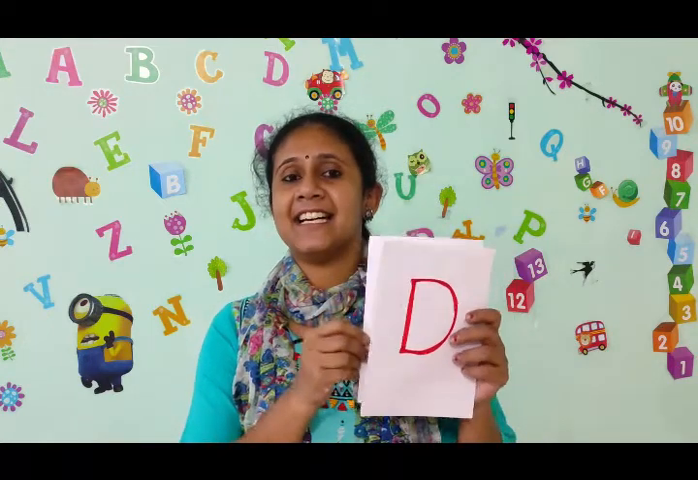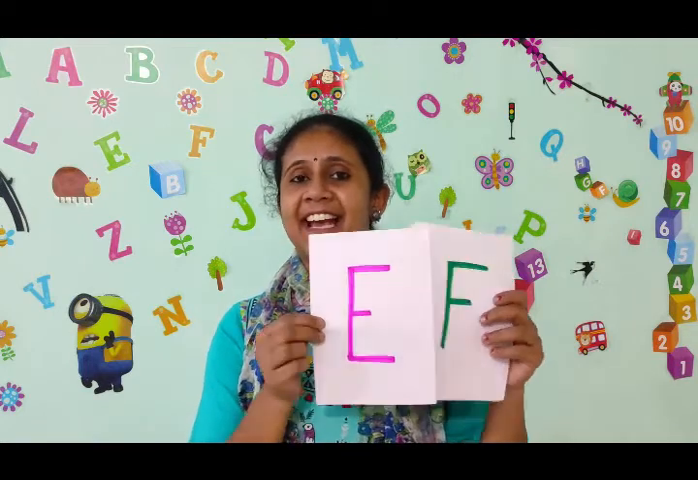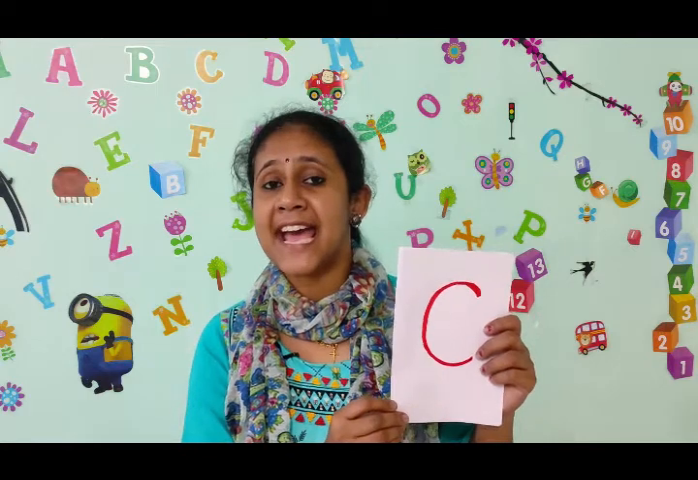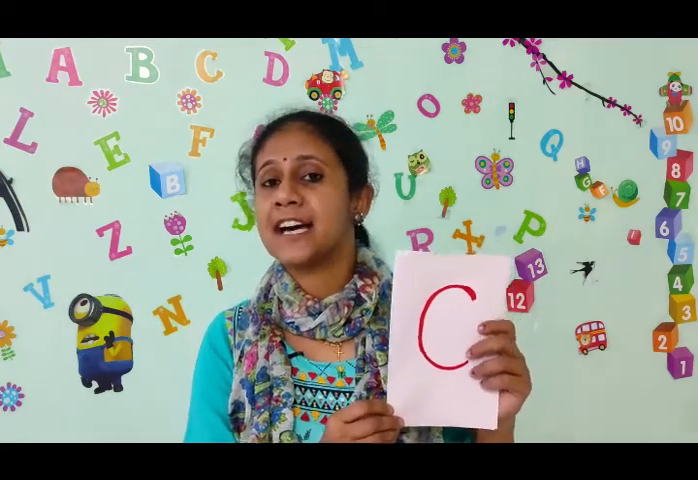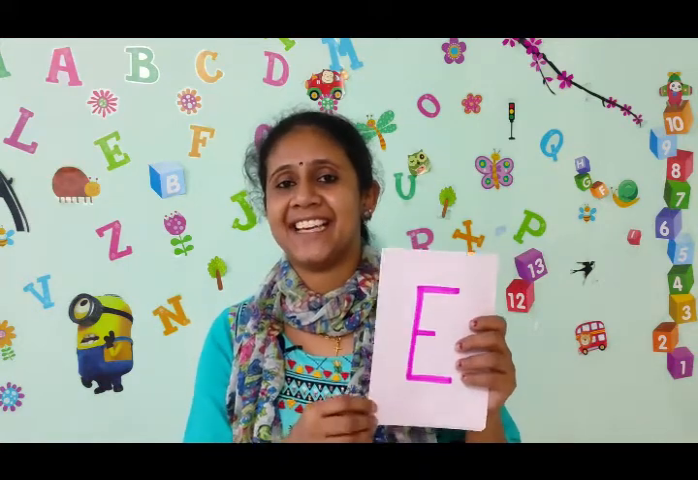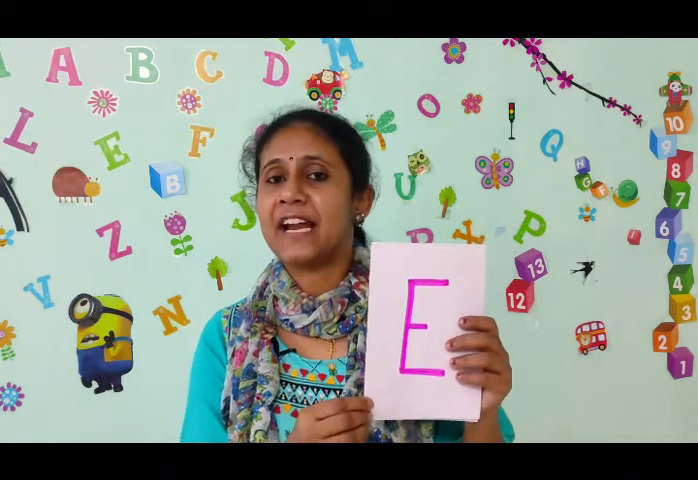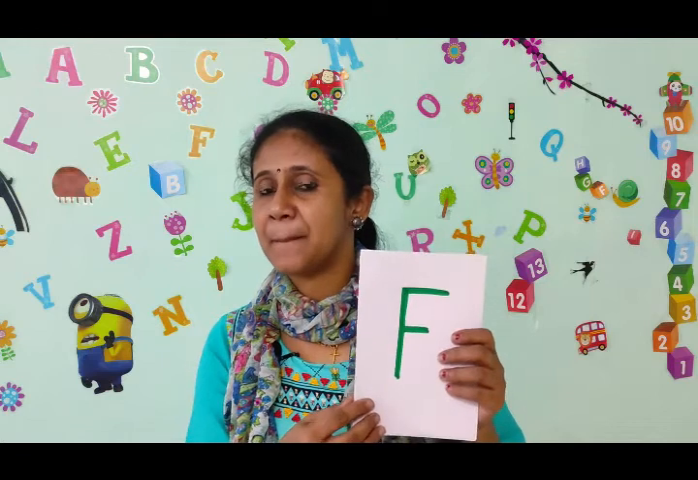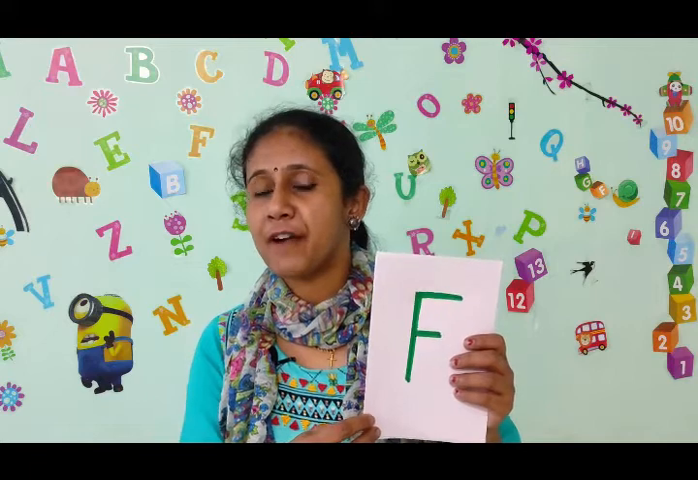Children, tell me which letters we have learned today. Yes, we have learned letter C, letter D, letter E, and letter F. C sounds K. D sounds D. E sounds A. Very good. Repeat, children. E sounds. Correct. F sounds. Yes, F sounds.